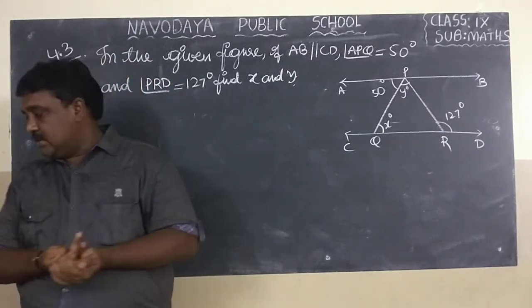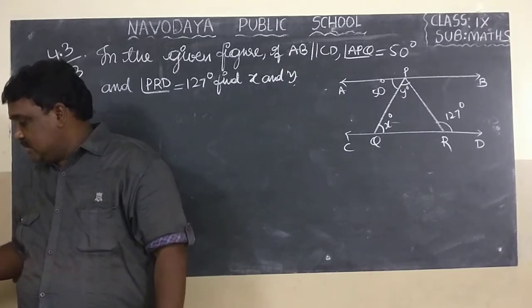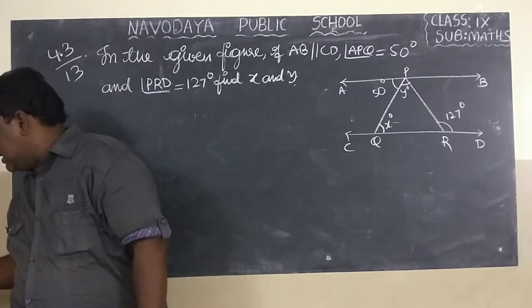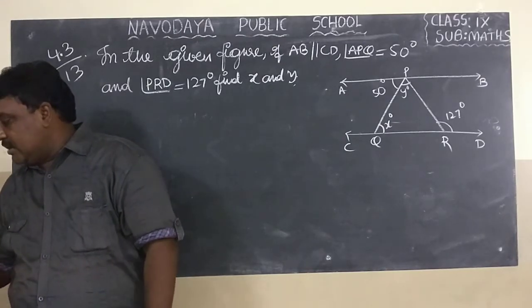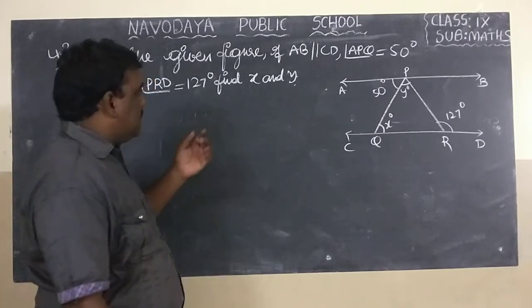Write down problem number 13. No need of problem number 12, leave it. In the last class, problem number 10 and problem number 11 were completed. Write down problem number 13. Leave problem number 12. So write the problem and draw the diagram.